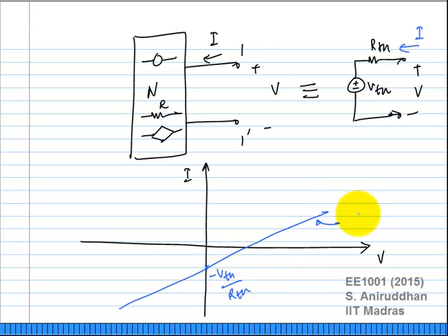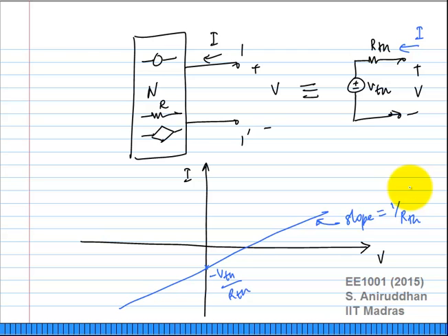And the slope is? What is the slope? 1 over RTH. You are plotting I versus V. Okay, the slope is 1 over RTH. So if you take a network consisting of these kinds of sources, you will get a straight line, and this describes the voltage current relationship.